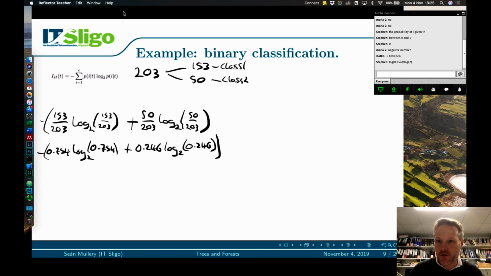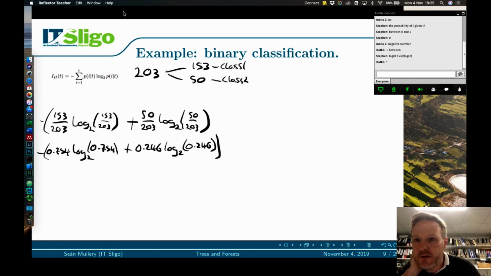Yeah, and Stephen has actually told us there. So you get the log of 0.754 divided by the log of 2. Now, here's a question for you, Stephen, and this is somewhat of a trick question. Is that log to the base 10 or is it log to the base e? Is it the natural log? Anyone else can throw in their tuppence worth here. Do we get log to the base 10 of 0.754 and then log to the base 10 of 2? Or do we get log to the base e of those two numbers?